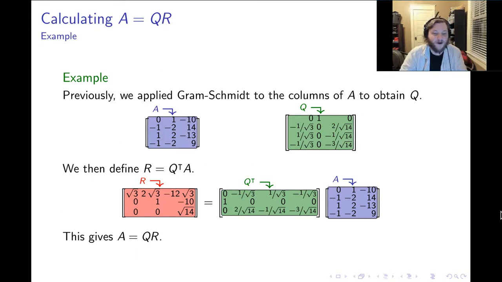So for the first lesson this week, we discussed why A equals QR factorizations are so nice. And then in this lesson, we've learned how the Gram-Schmidt algorithm produces QR factorizations of a matrix.